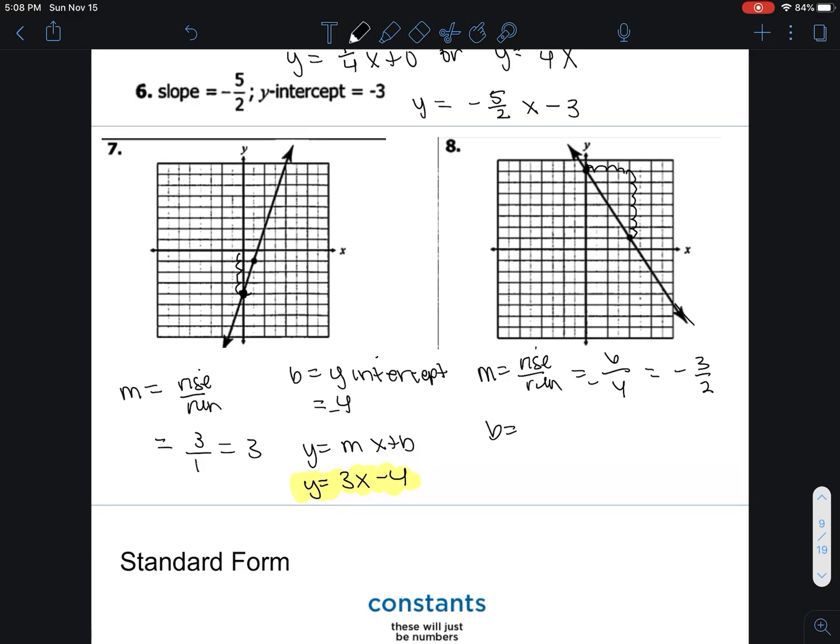Our b, where it crosses the y-axis, is going to be right here, right, where it crosses this y-axis, which is 1, 2, 3, 4, 5, 6, 7. Our b is +7. Now we can write it in slope-intercept form. Y equals mx plus b. Y equals our m, which is -3/2, x plus our y-intercept, which is +7. This is our slope-intercept equation for this line right here.